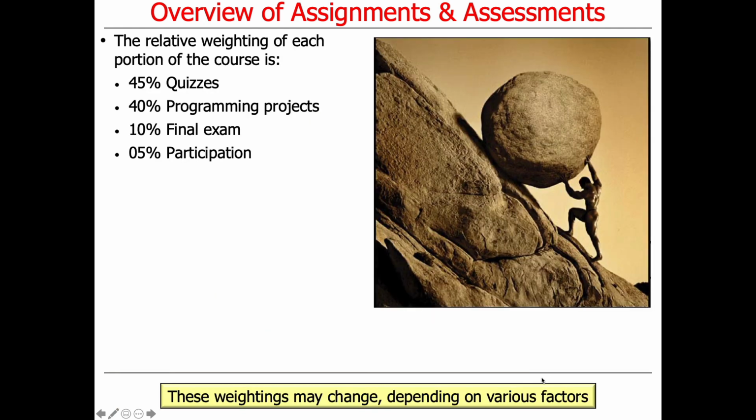The relative weighting is typically 45% on the quizzes, 40% on the programming assignments, 10% on the final exam, and then 5% on participation. I'll talk more about that. The weighting could change. If we don't have a final exam, then typically we add 5% to quizzes and 5% to programming assignments.